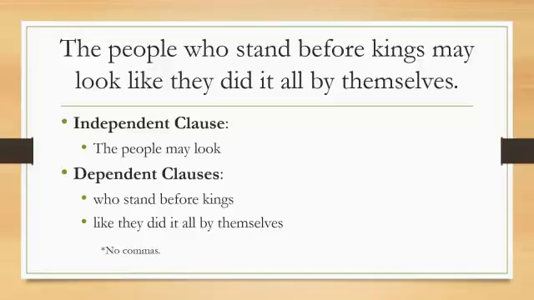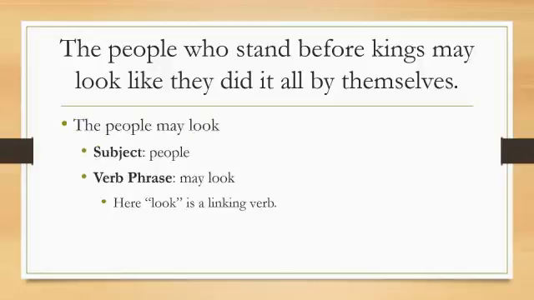And let's take a look at each of these clauses individually. First, our independent clause. The people may look. Subject, once again, is people, and we have a verb phrase again instead of a single verb, okay? And the verb phrase here is may look. The is a definite article. We've seen those a lot. Not going to talk about articles a whole bunch. So people subject, may look is our verb phrase. And in this case, look is a linking verb. And I'm pointing that out now because we're going to return to that in a little bit.